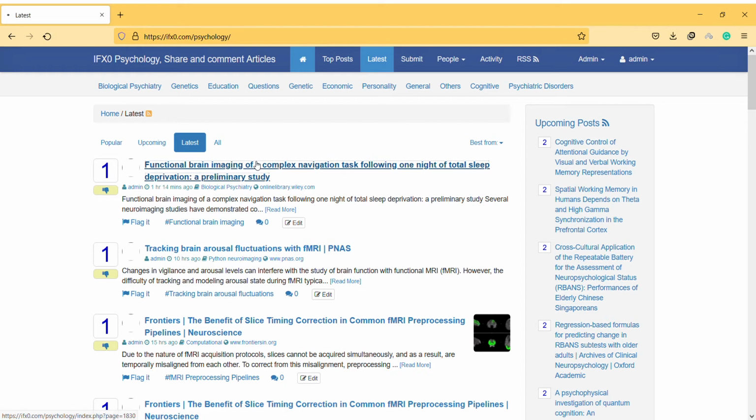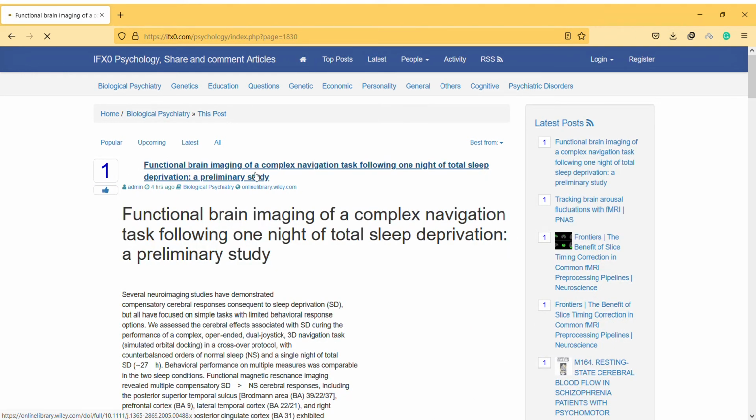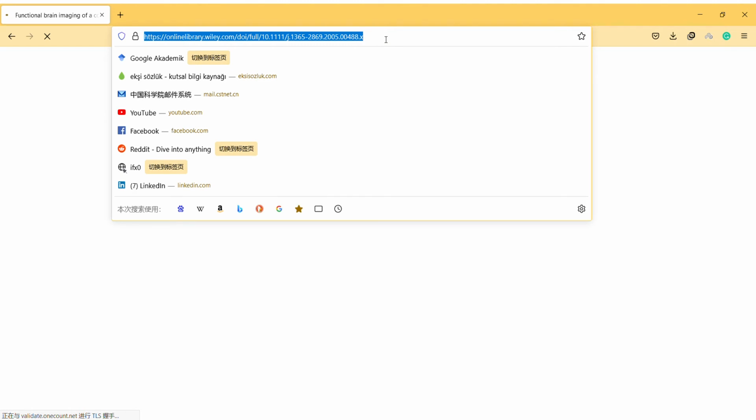Here I will mention this article about sleep deprivation, and the title of the study is The Functional Brain Imaging of a Complex Navigation Task. And so we will see the full article right now. I'm not sure what the full article is, so I'm waiting for the page to load.